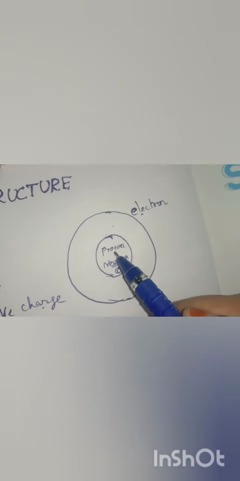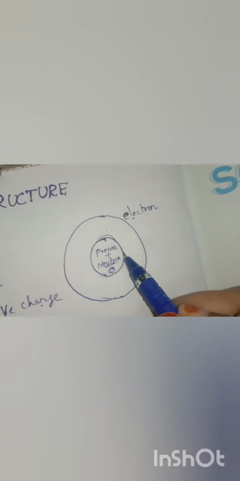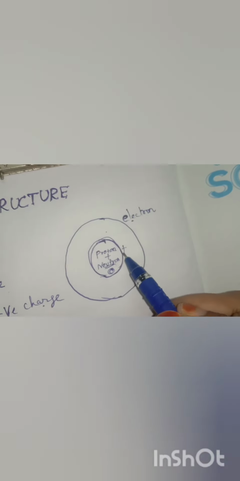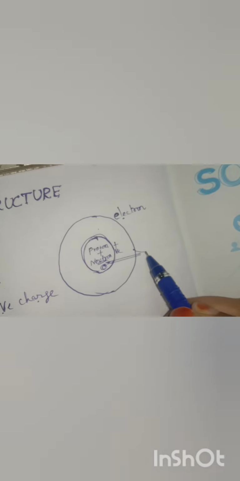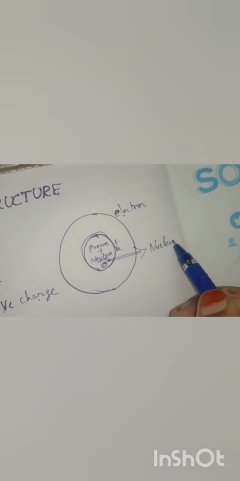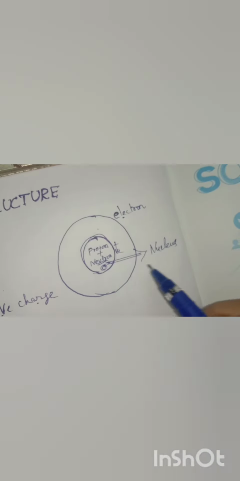Okay, and come to this diagram. What I said here: inside, proton is present and neutron is present. So this is fully positively charged. Why? Because neutron has no charge, so it has 0 charge, and proton has plus charge. So this is fully positive, and this is known as nucleus. The center part of the atom is known as nucleus.